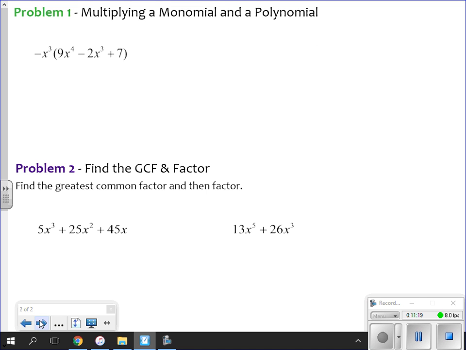Okay. So, first problem, distributing. It's not that bad. We've done this before. Totally different with this one.